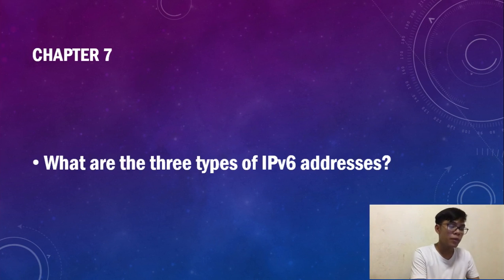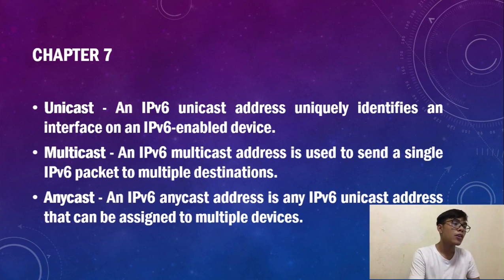What are the types of IPv6 address? So the types of IPv6 address are unicast, multicast, and anycast. So the unicast: an IPv6 unicast address uniquely identifies an interface on an IPv6-enabled device.